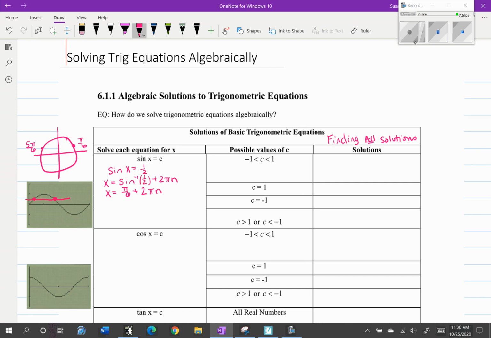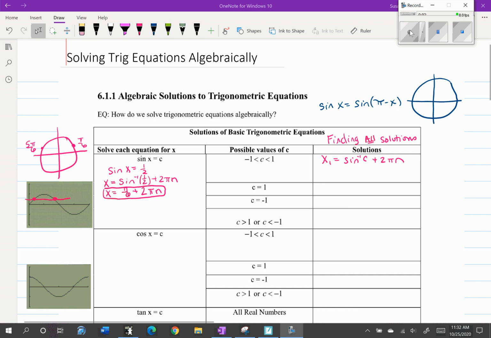So our first solution, I'm just going to call this x sub 1, is equal to the sine inverse of c, in general, plus 2 pi n. That would give me my first solution. So the question is then, how do I get my second solution, which is 5 pi over 6? This right here is an identity that we didn't actually talk about, but sine of x is equal to the sine of pi minus x. This gives us the same values on our unit circle.